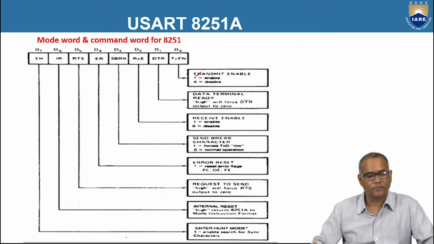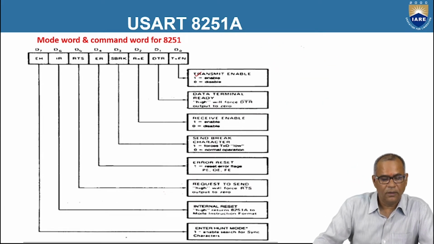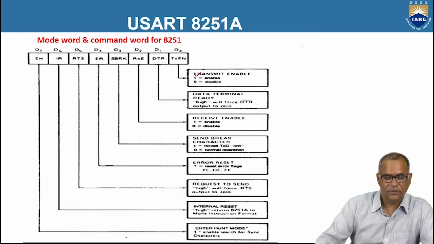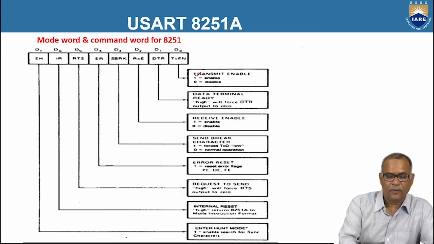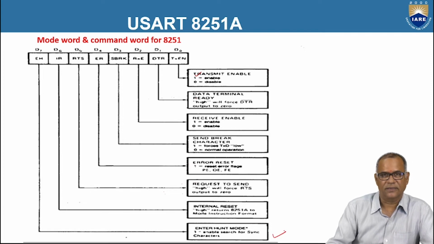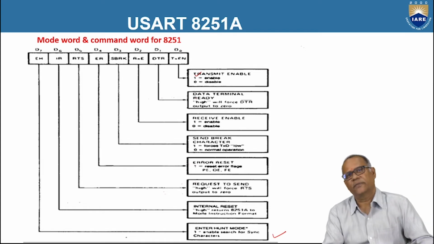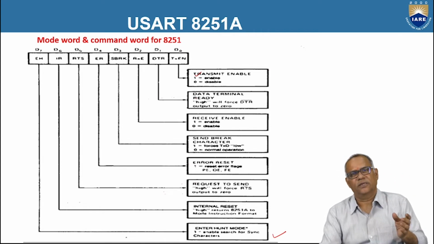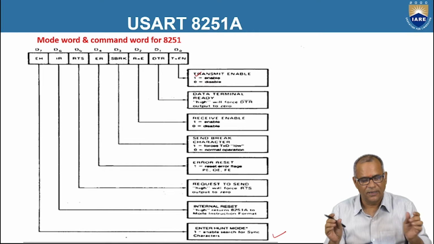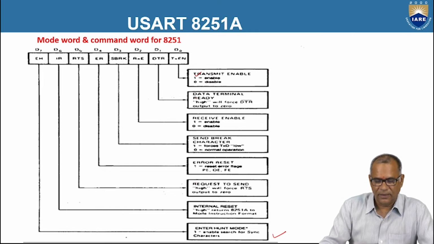The next is the command word. So here, first is EH, that is error hunt mode. So if it is 1, it enables a search for sync characters. You know, in synchronous communication, a group of characters are sent which are separated by the sync pulses, and if it is 1, then this search is enabled for the sync character.